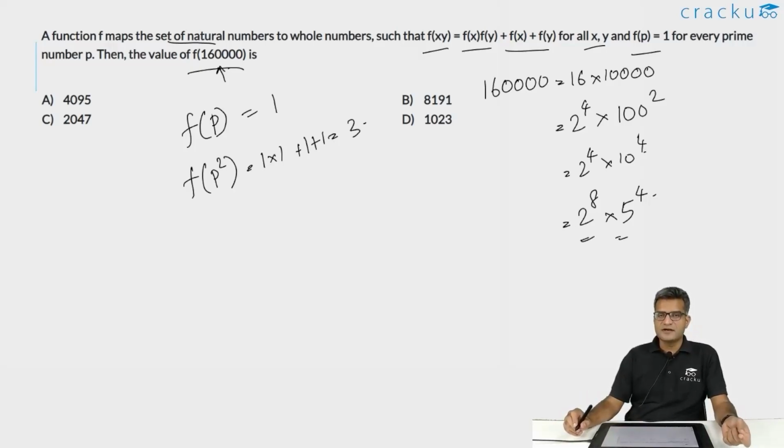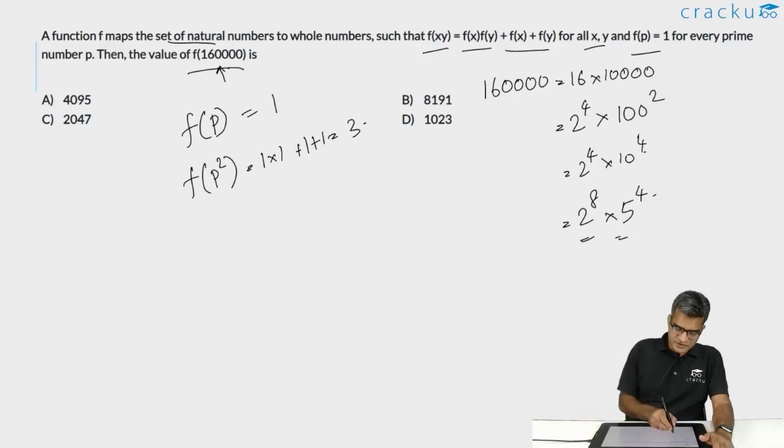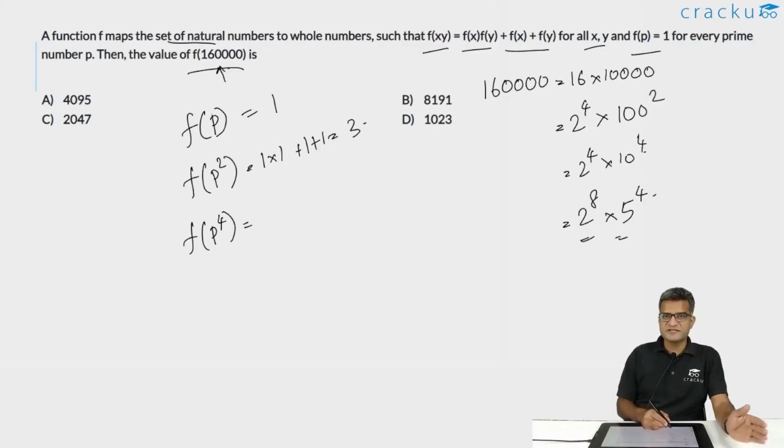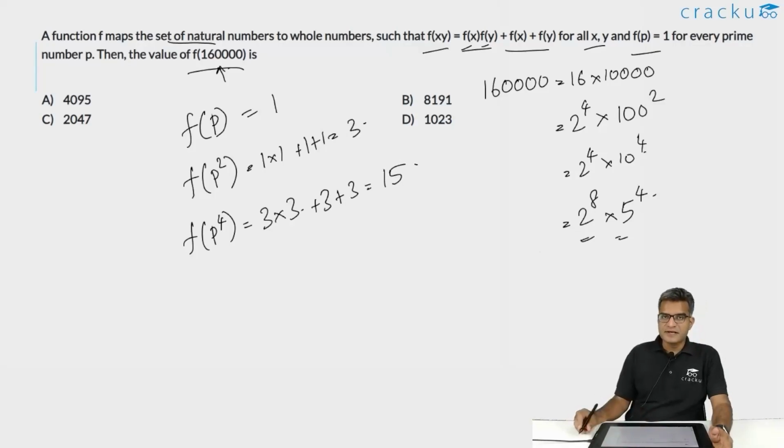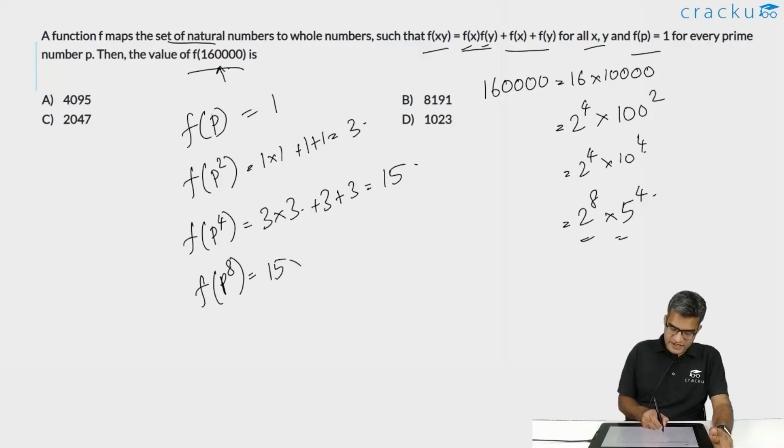So we essentially need to calculate the value of the function for the power of 8 and the power of 4 for prime numbers. So f of p to the power 4 will be equal to, because p to the power 4 is p square into p square, this is 3 into 3, which is f of x into f of y, plus 3, which is equal to 15. Similarly, f of p to the power 8, because p to the power 8 is p to the power 4 into p to the power 4, will be equal to 15 into 15. This is f of x into f of y, plus 15 plus 15. This is equal to 255.